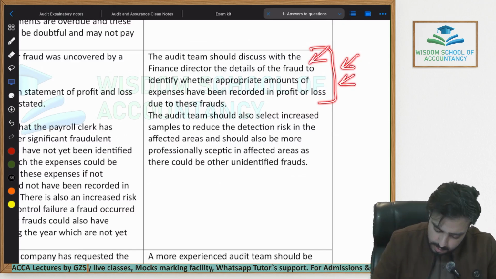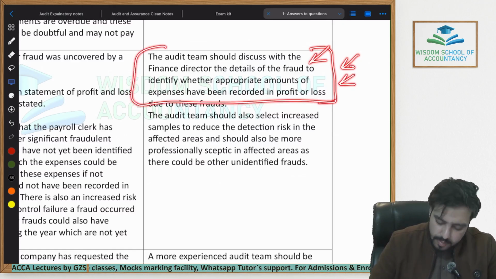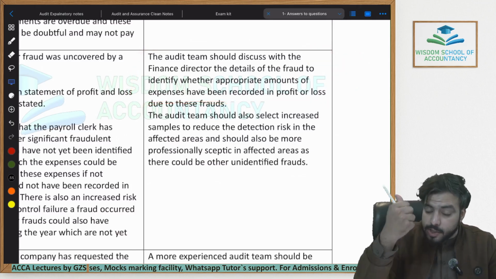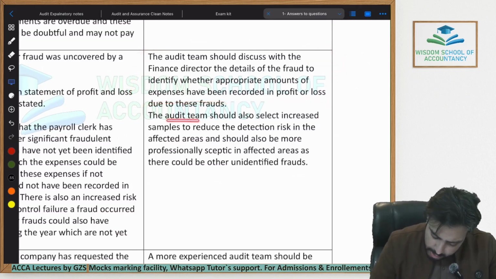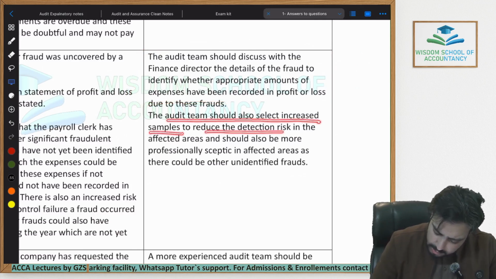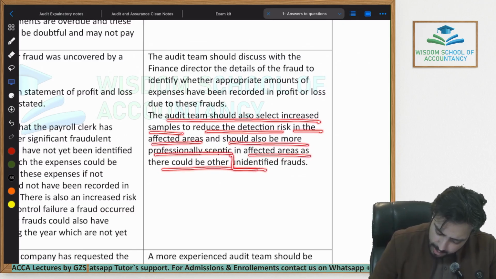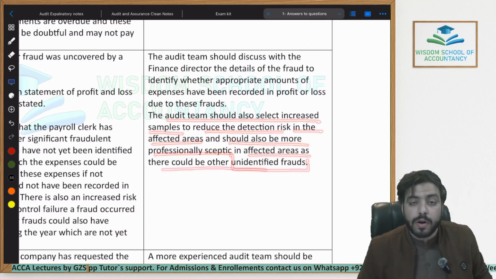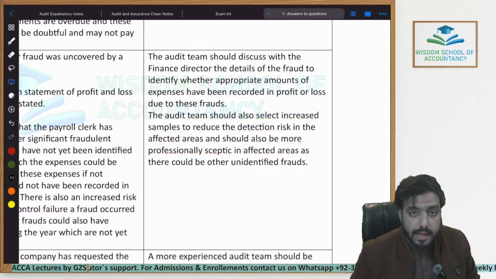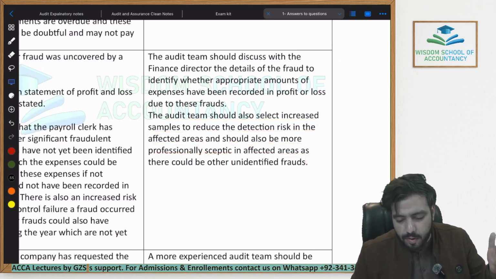First, discuss this with the management. And you can learn this as well, by the way. But the second thing, additional testing should also be done. The audit team should also select increased samples to reduce the detection risk in the affected areas, and should also be more professionally skeptical in affected areas, as there could be other unidentified frauds that are still hidden within that area, because of which expenses have not been recorded.